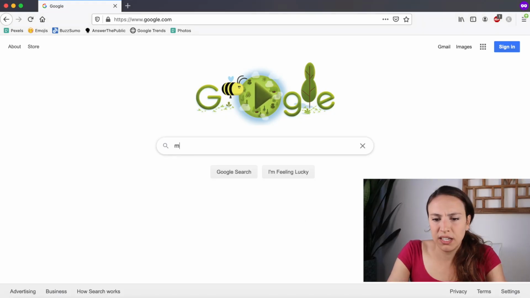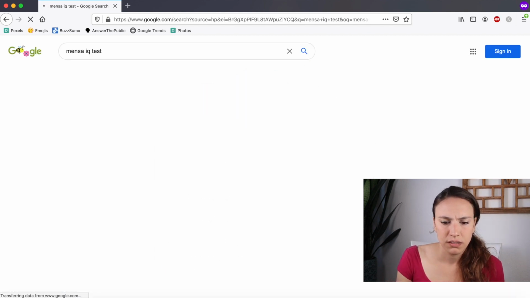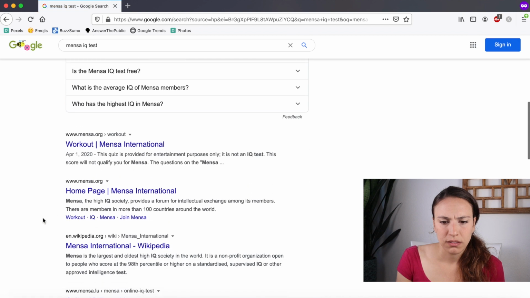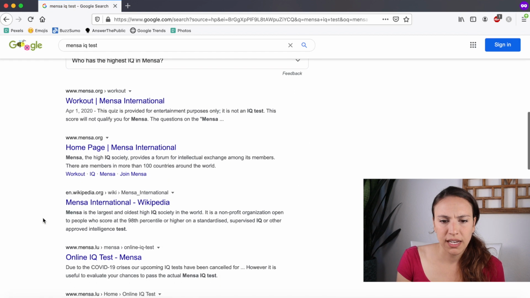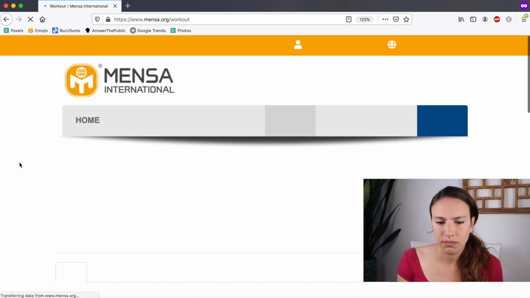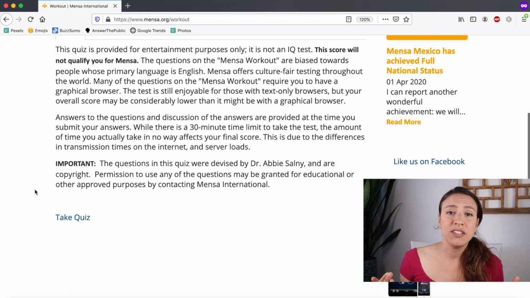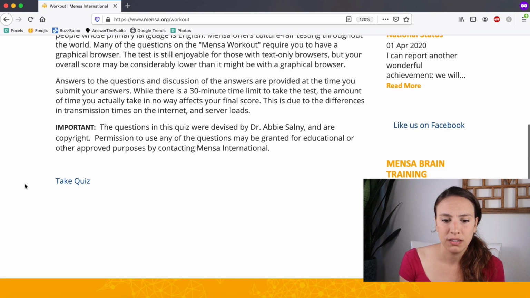Okay, so what I'm doing now is I'm Googling Mensa IQ test. And it's the first option that comes up. It's called the workout. And if you read the instructions, they recommend that you take this test in about 30 minutes. So take that as you like. Because I'm explaining it, we're going to take a little longer per problem than you normally would.